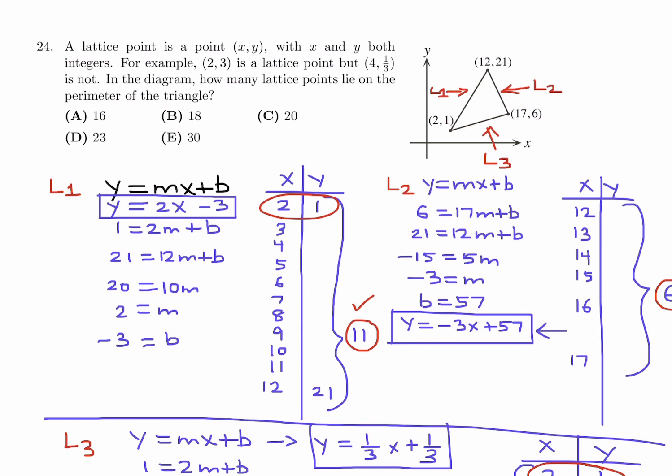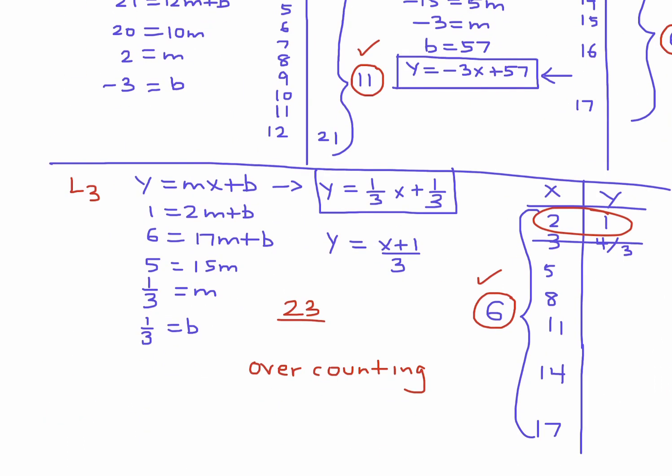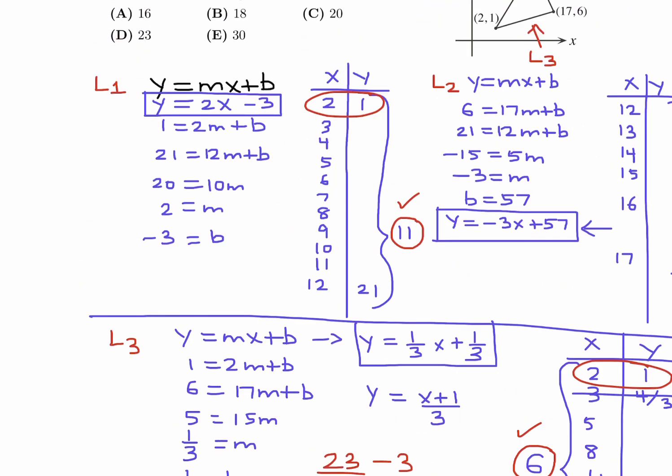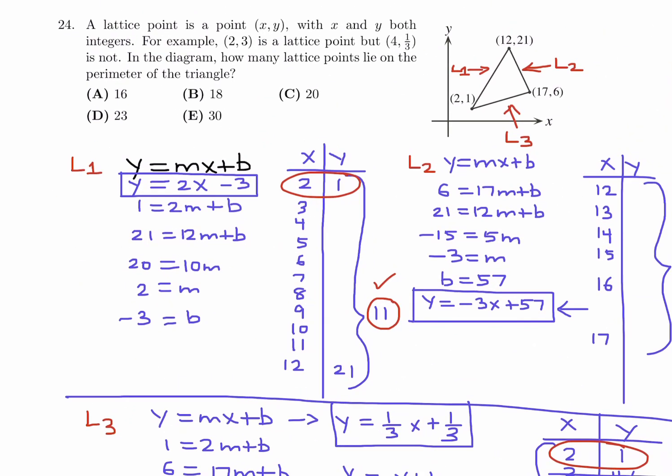So I have to subtract those 3 points from my total 23. And if I do, I get 20. And that is the correct answer. So number 24, the answer is C.